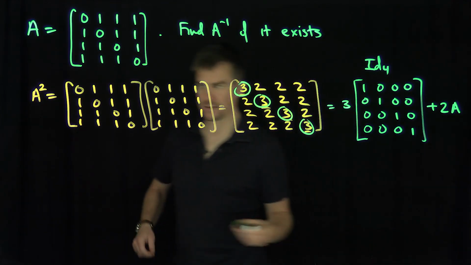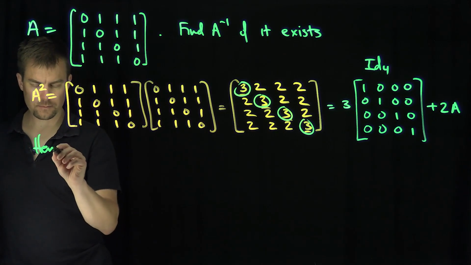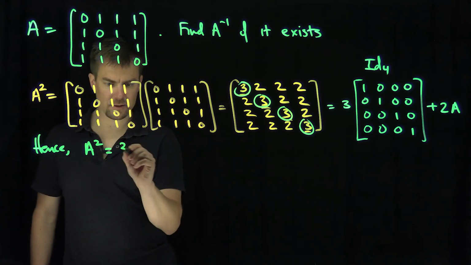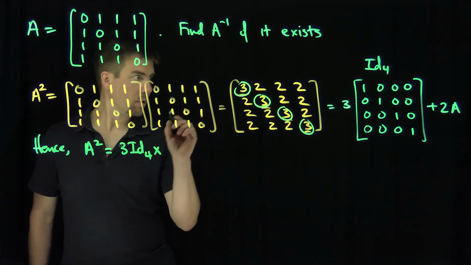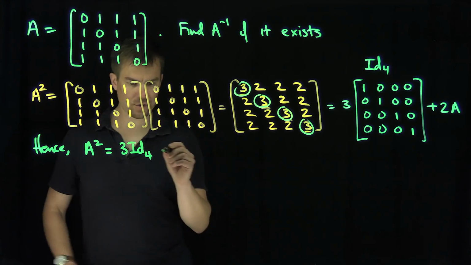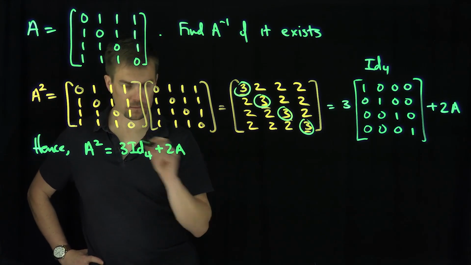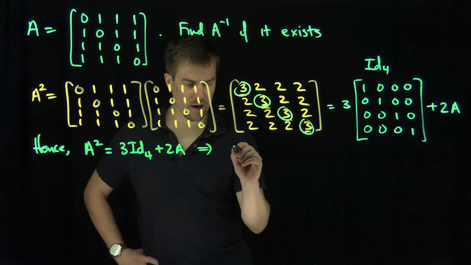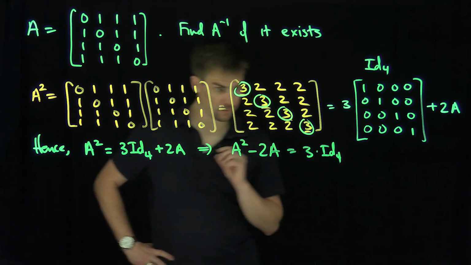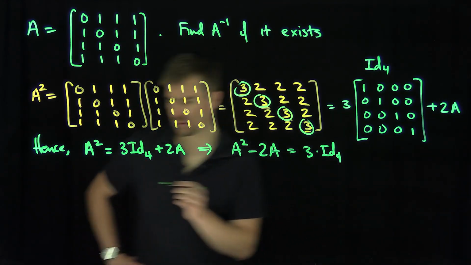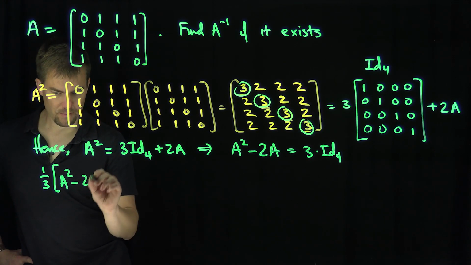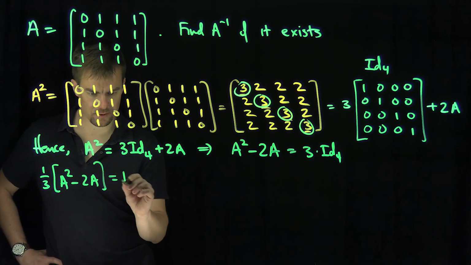So what I can say now is that hence A squared is equal to 3 times the identity plus, of course, not times, plus 2A. Now I can rearrange this. I can write this as A squared minus 2A is 3 times the identity matrix. Multiplying by 1/3 on both sides of the equation, this implies that 1/3 of A squared minus 2A is equal to the identity matrix.